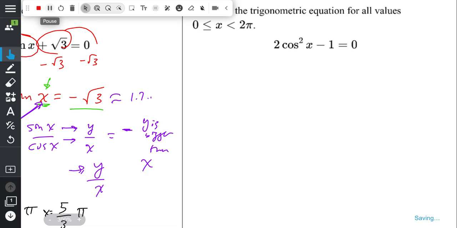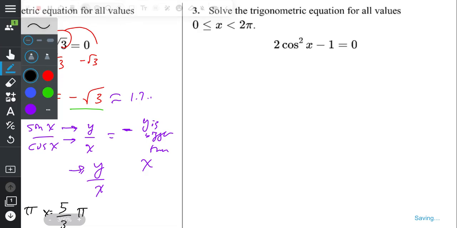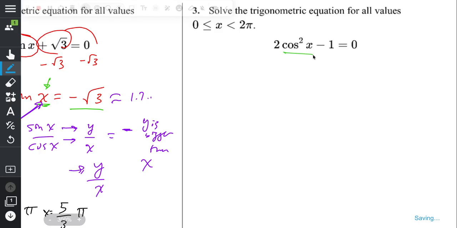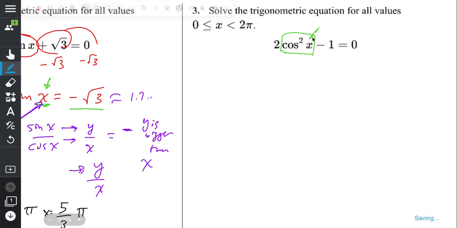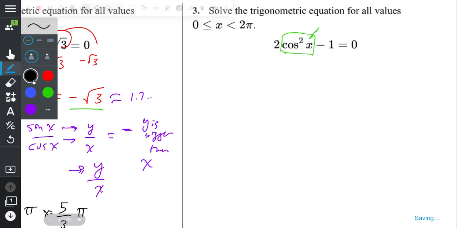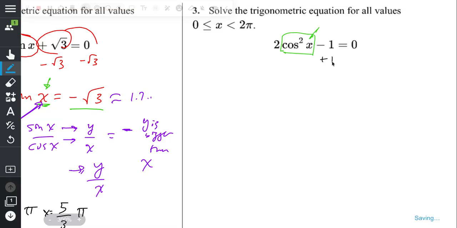Okay, let's solve this equation. Now, instead of just having cosine x, we got cosine squared x. No matter. We're still going to isolate that one function first before figuring out what our angles could possibly be. And so what I'm going to start with is get rid of this. Move that over. 2 cosine squared x equals 1. Divide both sides by 2. Cosine squared x equals 1/2.